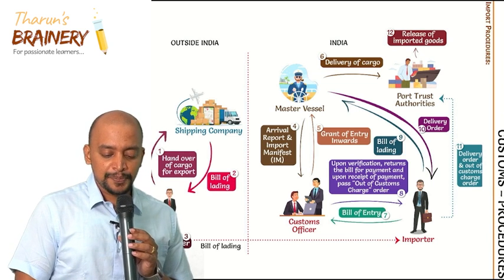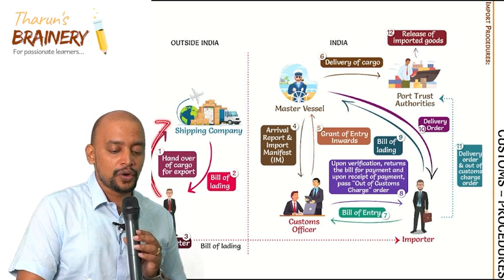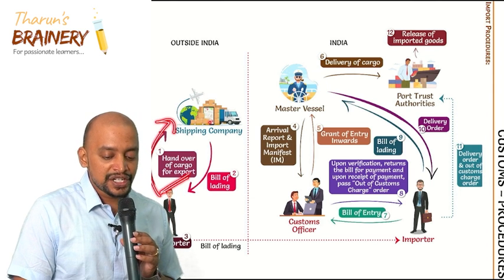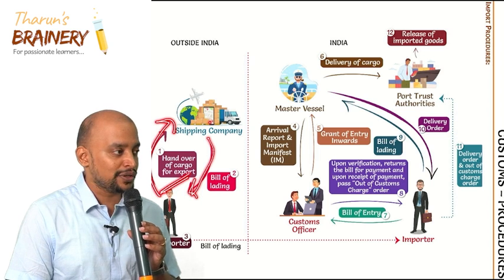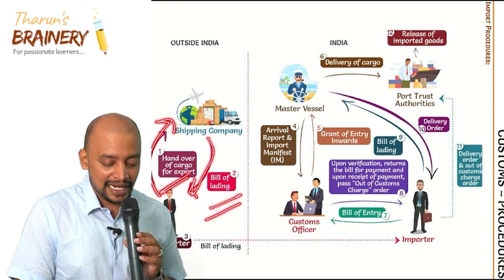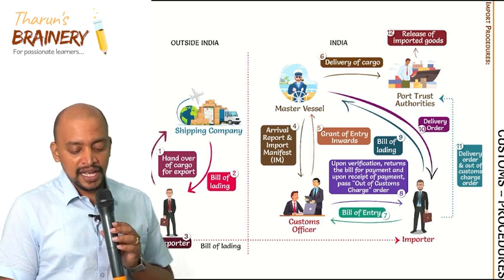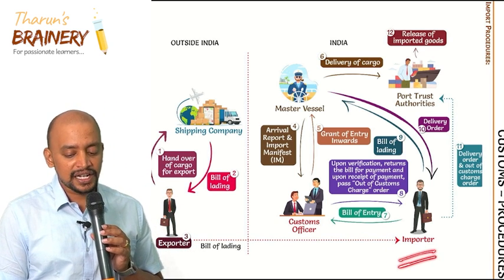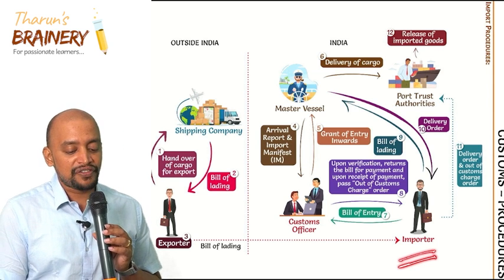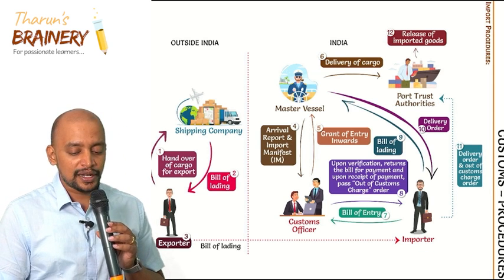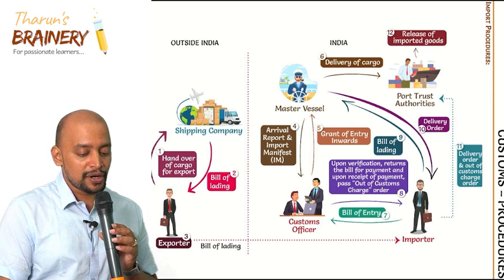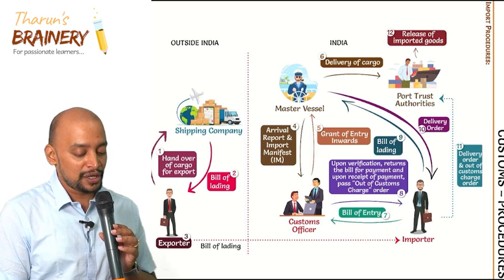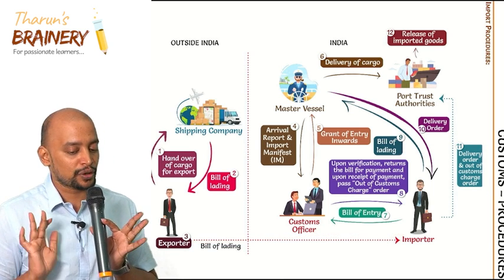So exporter will be handing over the cargo to the shipping company. As and when the cargo is handed over to the shipping company, it will give a document of title to the exporter called as bill of lading. And this bill of lading, exporter will be sending to the importer. Now importer, whenever he files a bill of entry, he needs to file this bill of lading also to prove that he is the owner of the goods. So now the job of the exporter is completed. He just handed over the goods to the shipping company, gave the bill of lading, and that bill of lading is sent by the exporter to the importer.